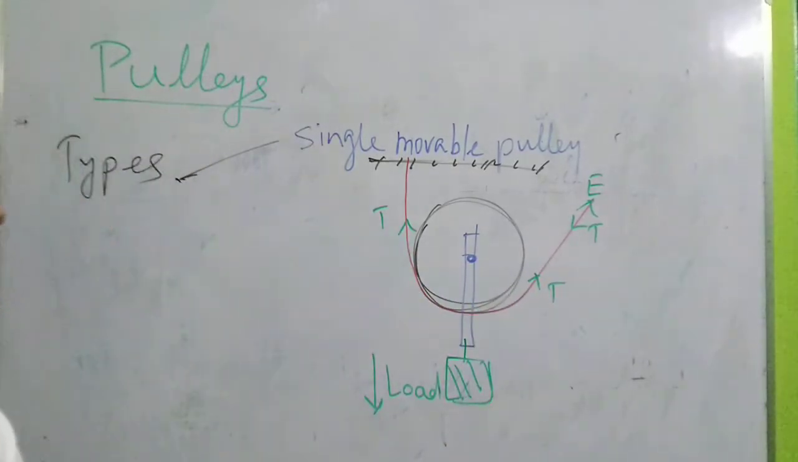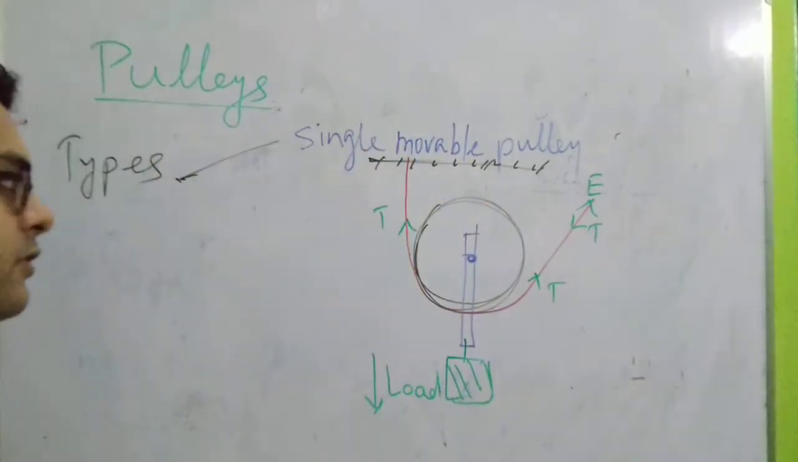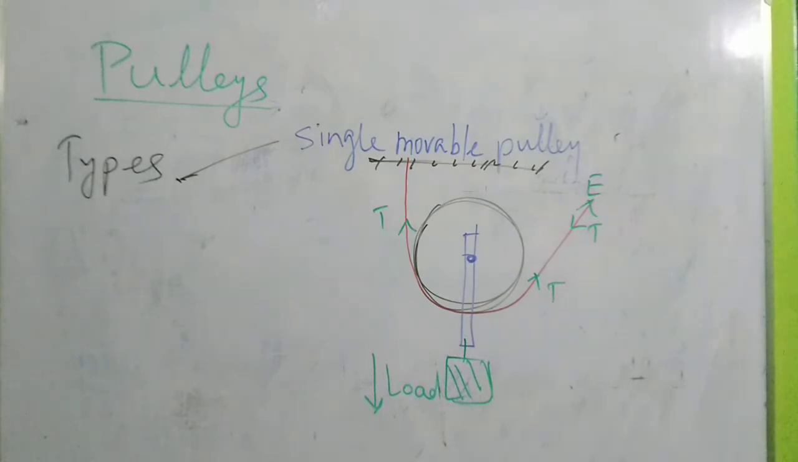So in case of the single movable pulley, see the axis of rotation is not fixed. It is free to move. One end of the string is fixed, and at one end of the string we apply the effort, isn't it?